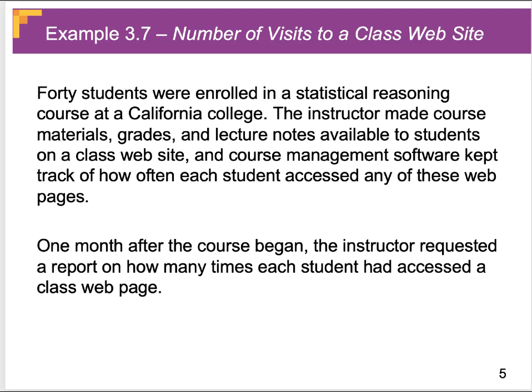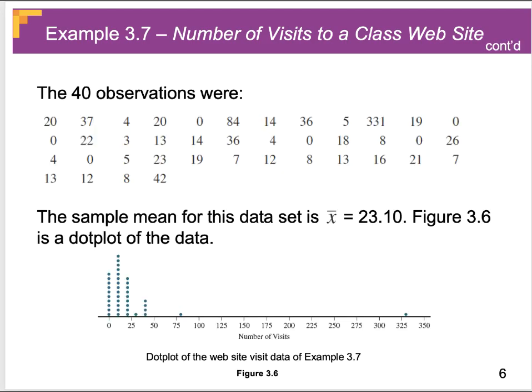We're looking at data from 40 students who are enrolled in a statistical reasoning course at a California college. The instructor made course materials, grades, and lecture notes available to the students on a class website, and course management software kept track of how often each student accessed any of these web pages. One month after the course began, the instructor requested a report on how many times each student had accessed a class web page. And the data that was returned looked like this.